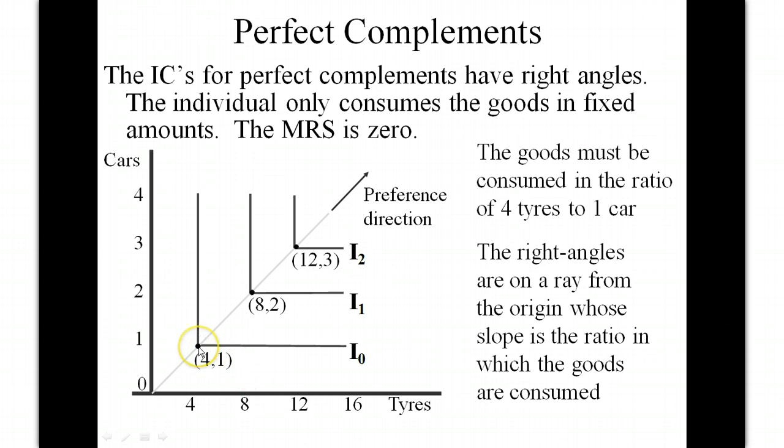And if you have only 4 tyres, what's the point in having 2, 3 or 4 cars? You've only got 1 set of tyres you can use. So having the additional cars is of no use. You can't use the extra goods. You actually need more of both goods. They must be consumed in fixed quantities. So for perfect complements, the indifference curves are right angles.